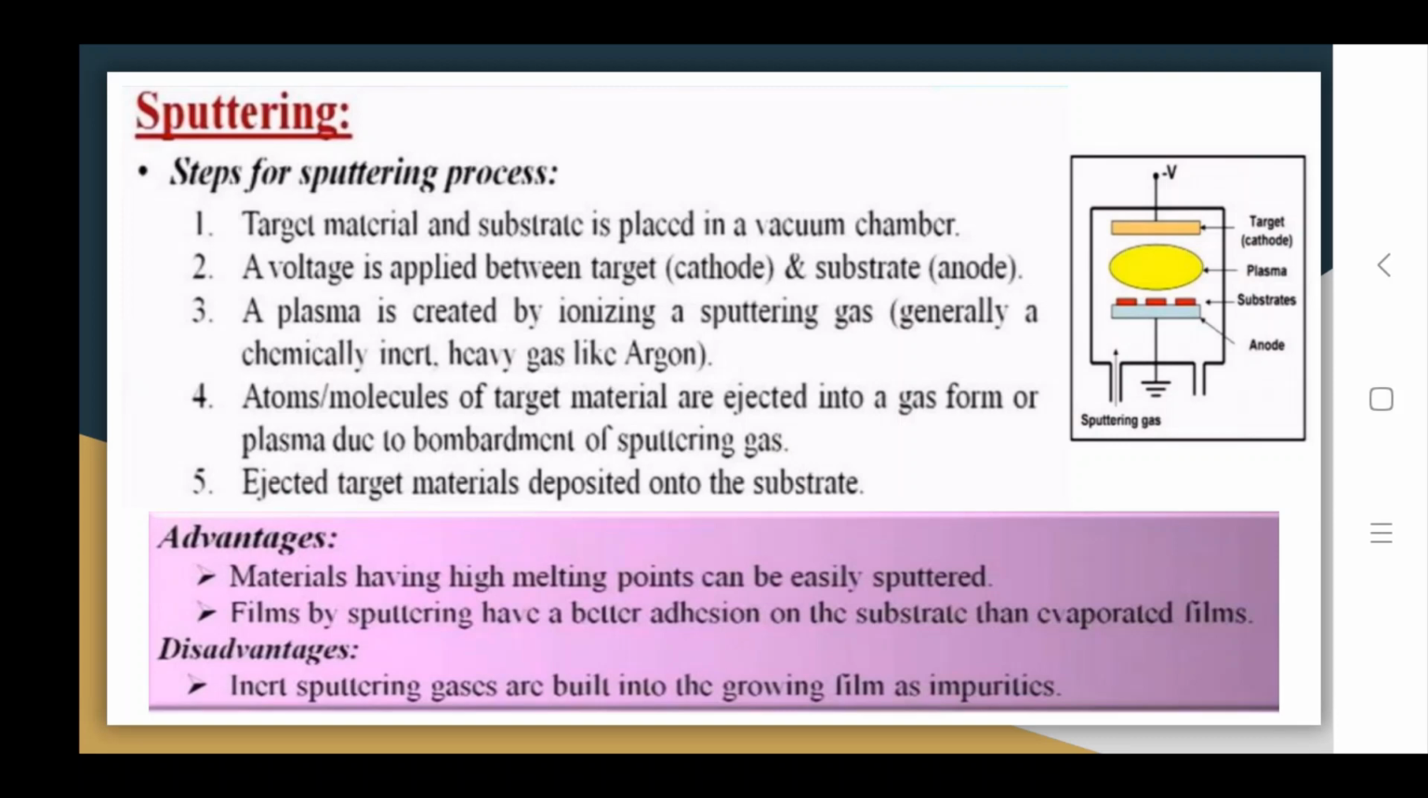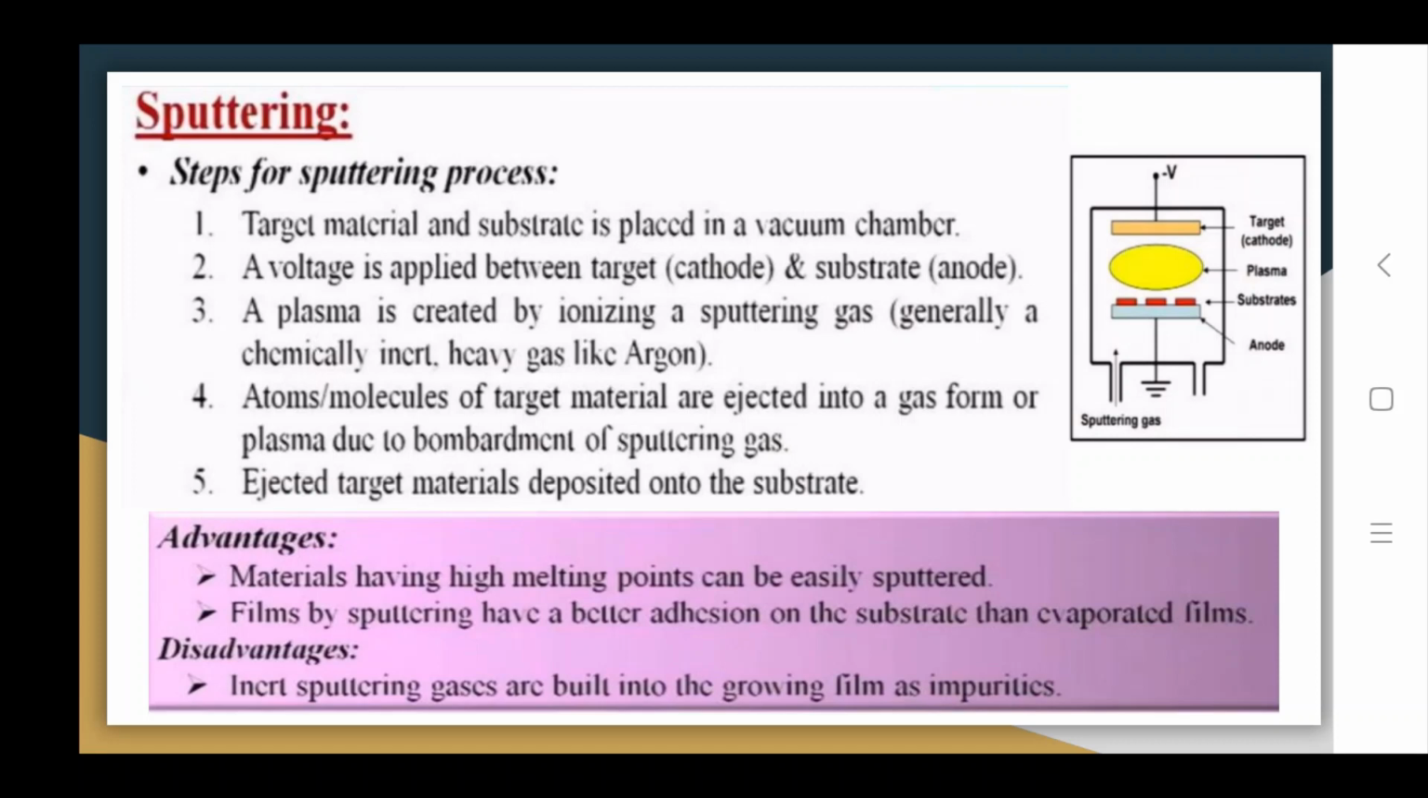You have to put the target material and the substrate in a vacuum chamber. So this is your vacuum chamber, you can see in the figure I have displayed on the slide. Then you put your substrate there, and you put your target material, or the source material, over there. Then you use a certain kind of plasma. If voltage is applied between the target and the substrate, there will be a potential difference between the cathode and the anode.